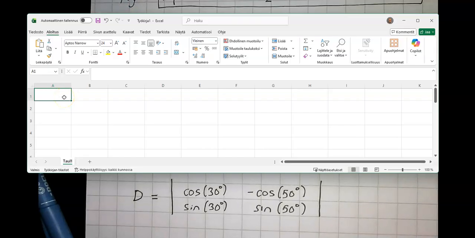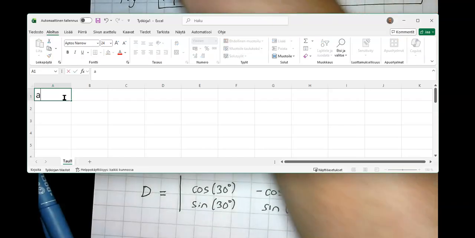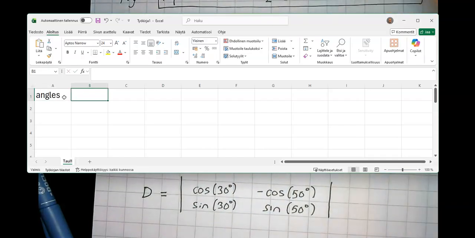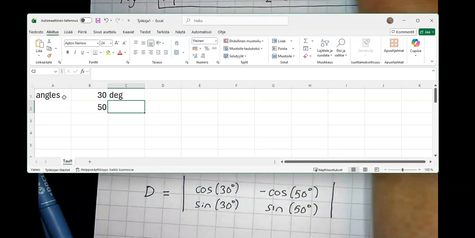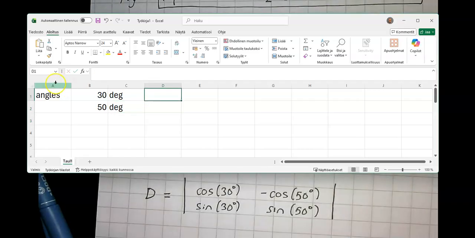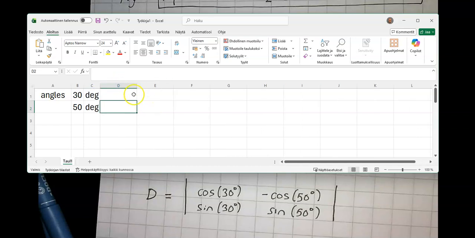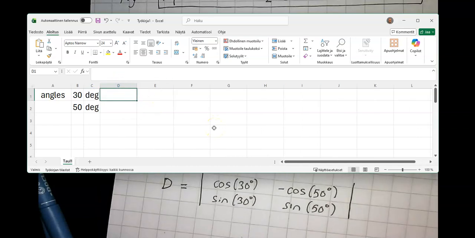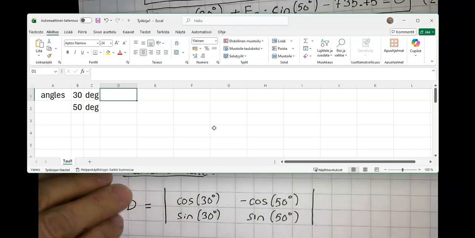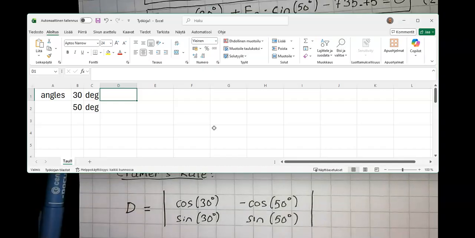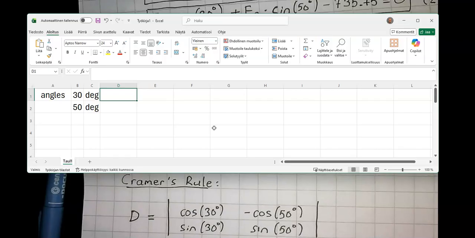First I will write those angles there. We have 30 and 50 degrees. Excel uses radians, so it is better to change those angles to radians. And in Excel there is one command which changes the unit.